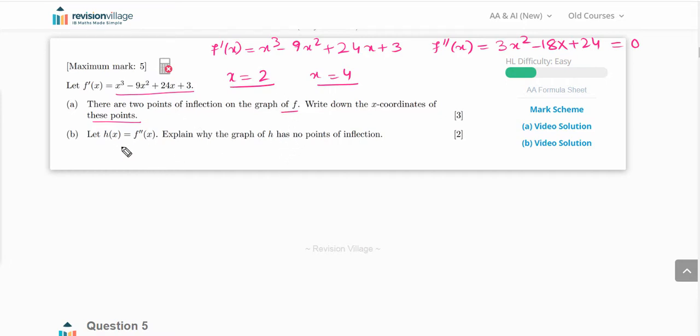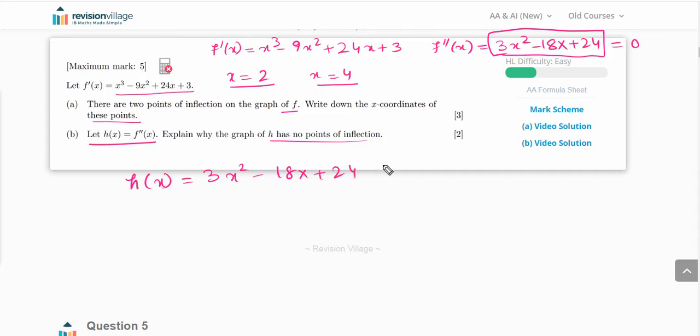Now the next part says: let h of x be equal to f double dash of x. Explain why the graph of h has no point of inflection. So h of x is basically equal to f double dash of x. So f double dash of x is 3x squared minus 18x plus 24. So I'll write it as h of x equals 3x squared minus 18x plus 24.